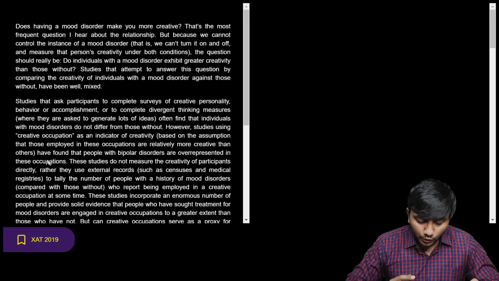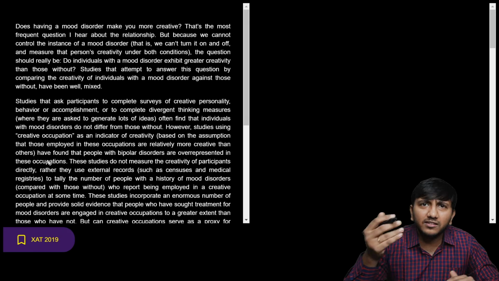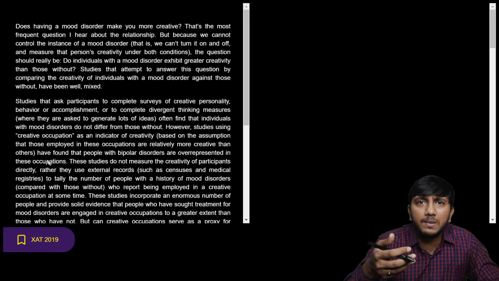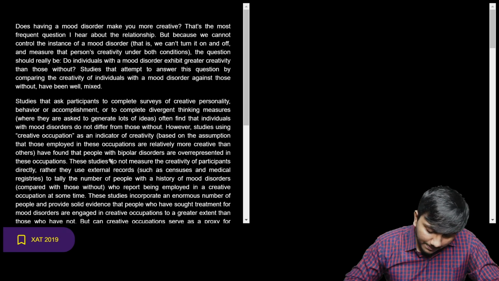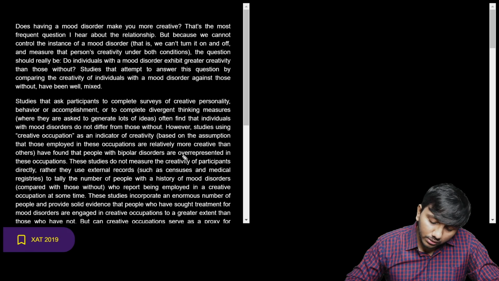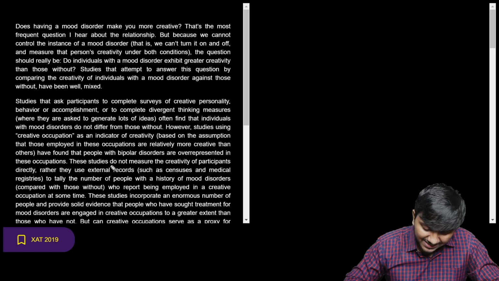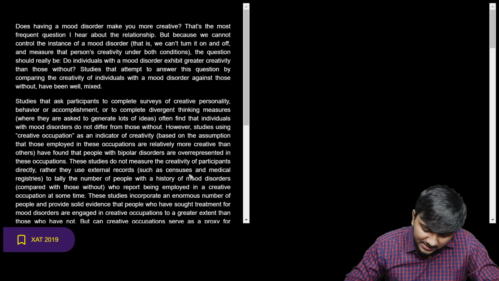Okay, so when you look at creative occupations and make an assumption that those occupations require people to be more creative, they are able to find that people with bipolar disorders are more represented in these occupations. These studies do not measure the creativity of participants directly. Rather, they use external records such as census and medical registries to tally the number of people with a history of mood disorders compared to those without, who report being employed in a creative occupation at some time.